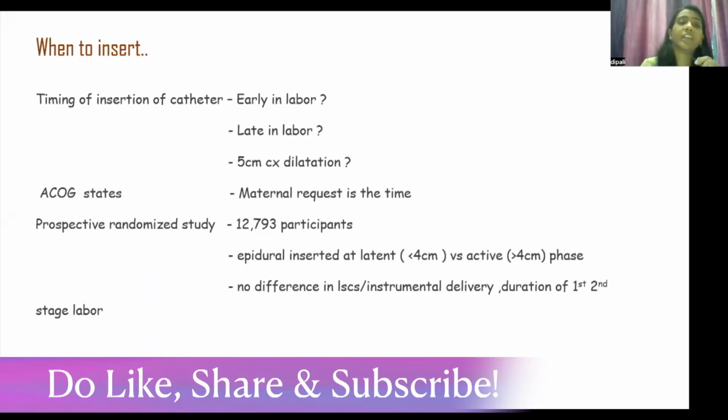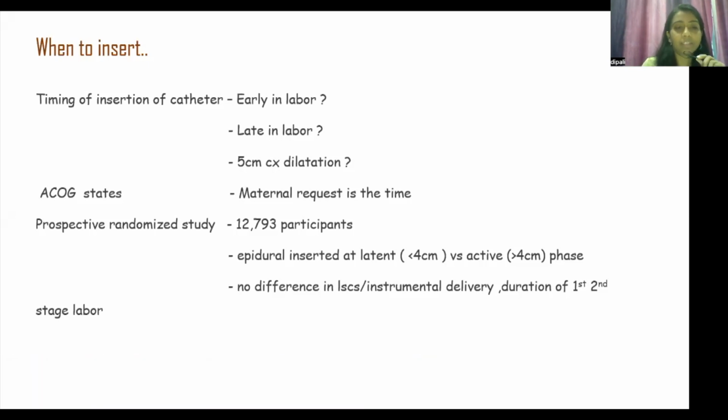In the past, it was proposed that it should not be started early in labor, but only after 5 centimeters dilatation when the head is properly descended. We are now using low concentration drugs which do not affect perineal muscle tone or the motor power of the patient and do not prolong labor. So we can insert it at any time. According to ACOG, maternal request is sufficient.